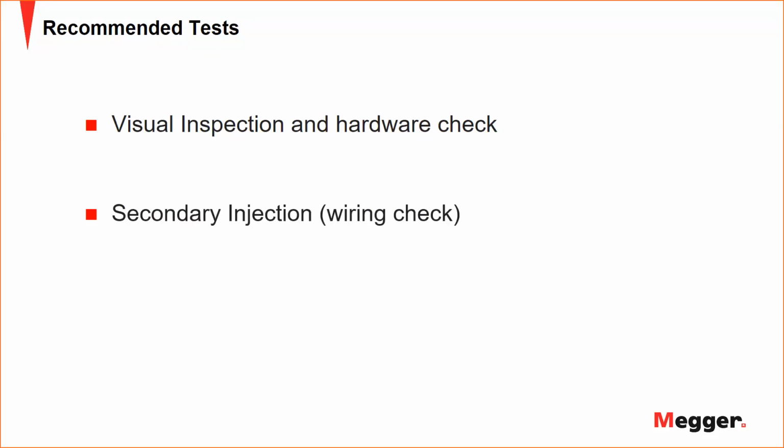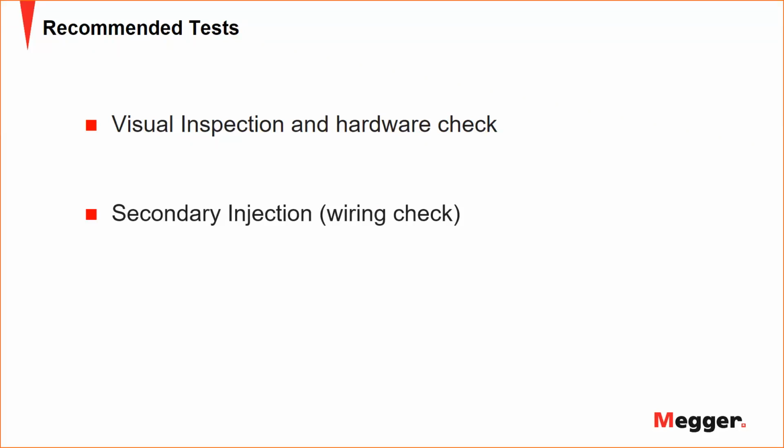Now, these injections at the beginning are what we call the wiring check. I just inject values and read the values, in case I have a numerical relay, from the measurement section there, and make sure that all the measurements are correct within the acceptable tolerances. And we'll talk about tolerances in a moment.